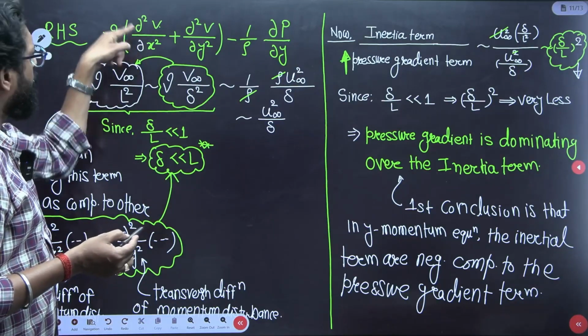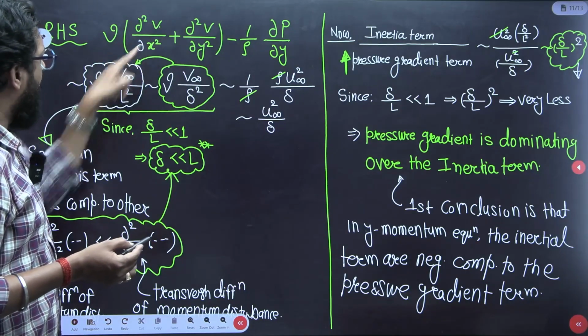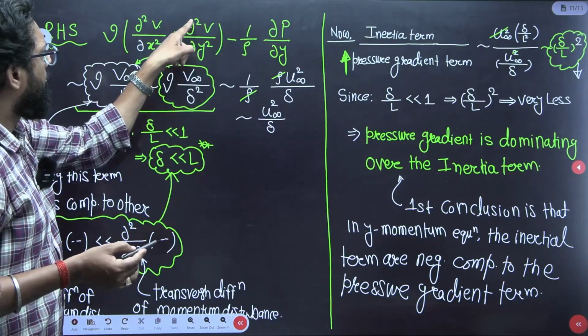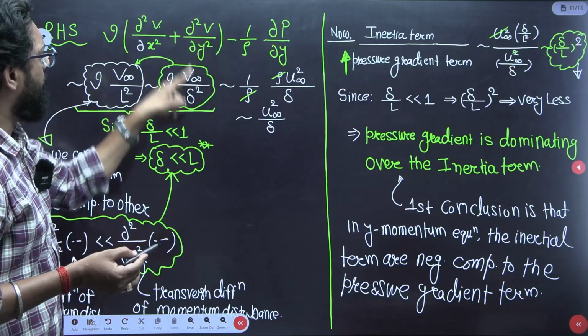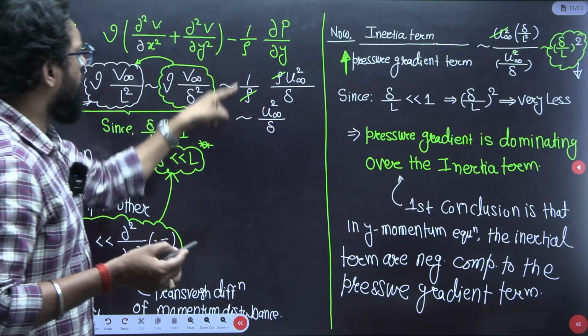∂²/∂x² is the square of ∂, not V. So V infinite ∂ is X square. So L square is the order of μ. ∂²V is not V square. So it is V infinite. It is y square, so it is delta square. Is the order of 1 by rho.